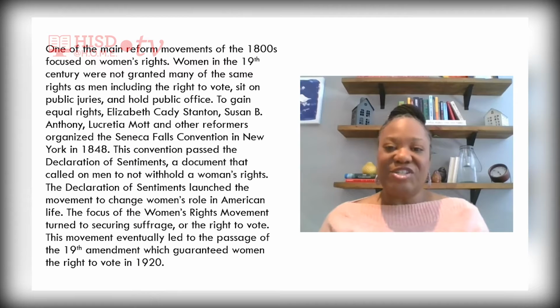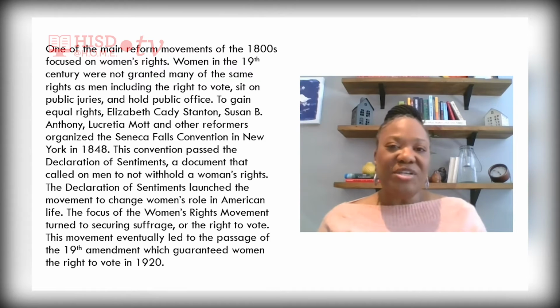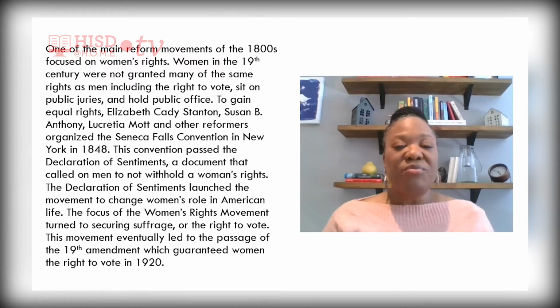This convention proposed the Declaration of Sentiments, a document that called on men to not withhold a woman's rights. The Declaration of Sentiments launched the movement to change women's roles in American life. The focus of the women's rights movement turned to securing suffrage, or the right to vote. The movement eventually led to the passage of the 19th Amendment, which guaranteed women the right to vote in 1920.